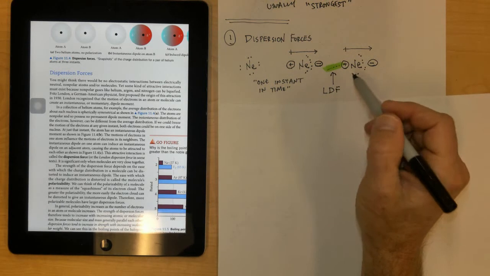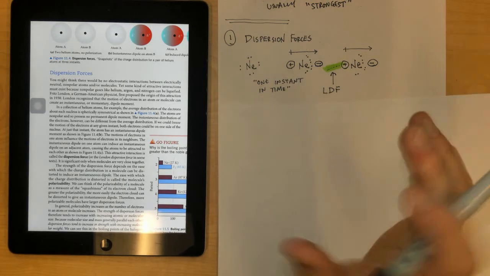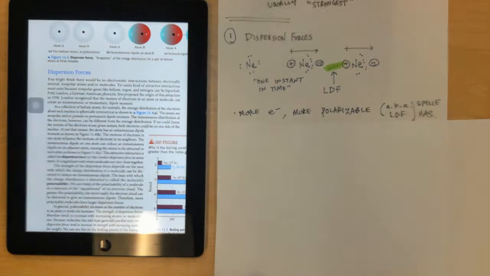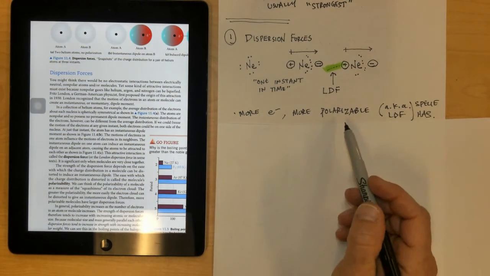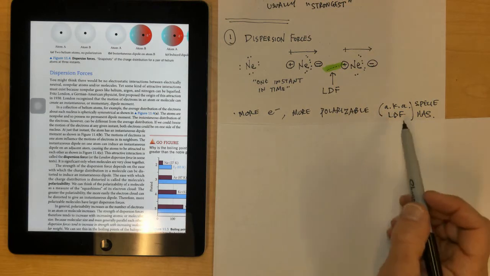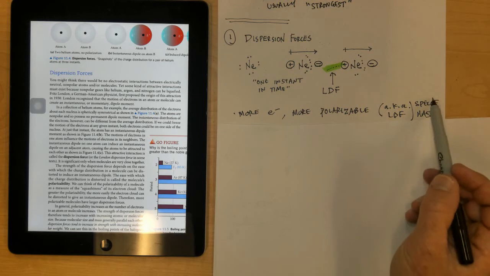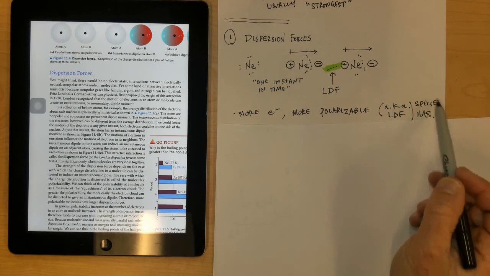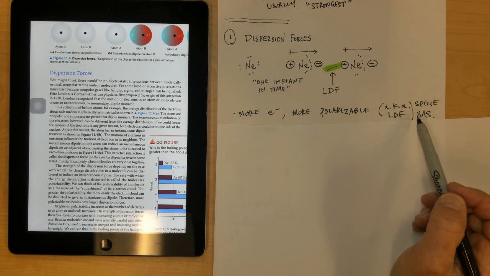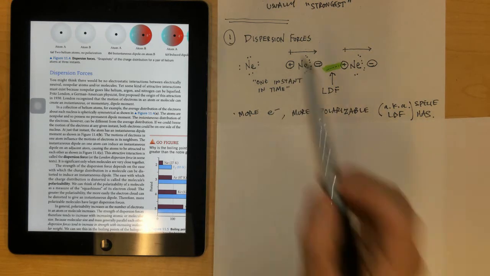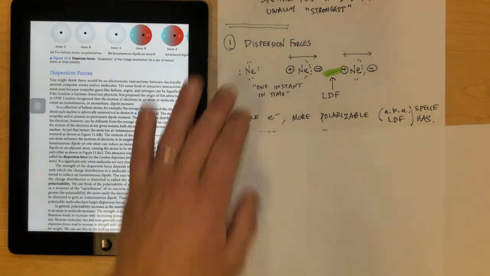Now the next instant in time, this attractive force that's labeled right here might not exist, because the electrons might move somewhere else, and then they're not polarized that way anymore, and then they don't stick together as well. That's why the number of electrons really makes a difference, because if something has more electrons, it's more polarizable, and therefore it can have more London dispersion forces. So the more electrons a species has, the more polarizable it is, and the stronger the London dispersion forces will be.